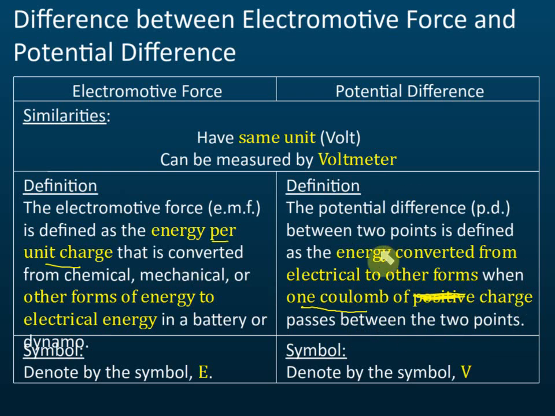So that is the difference between electromotive force and potential difference. The symbols are different. This is the energy supplied to the circuit, from other forms of energy to electrical energy. This is from electrical energy to other forms of energy, to move 1 coulomb of charge. This is just 2 points. This is for the whole circuit.